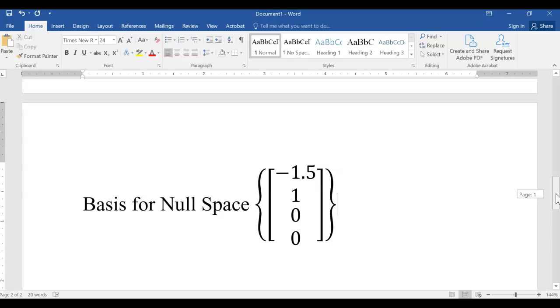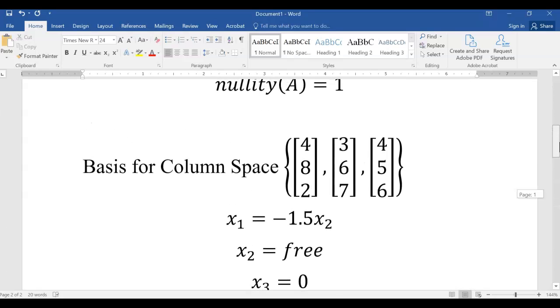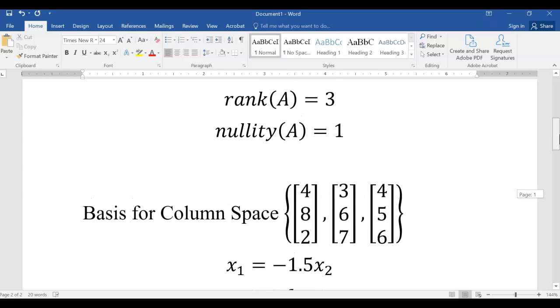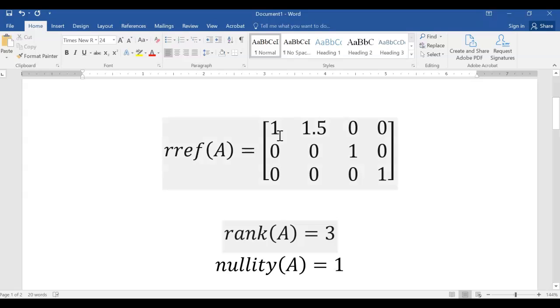All right, now most of the time I'm not going to ask you for the actual basis for the column space and the actual basis for the null space. All we have to do is say, well, pivot columns. How many pivot columns are there? Those are going to be the elements in our basis for the column space. Therefore, the rank is going to be how many pivot columns we have.